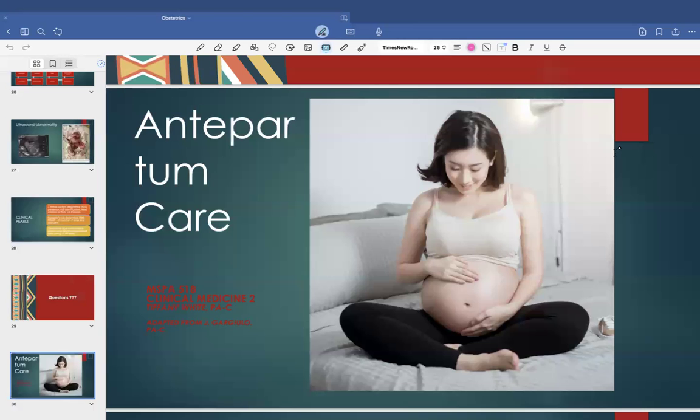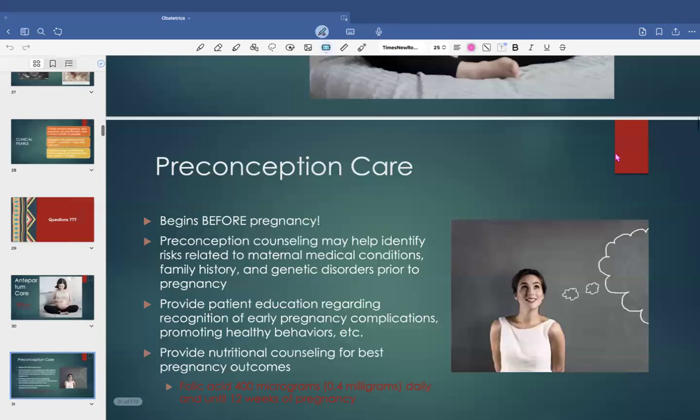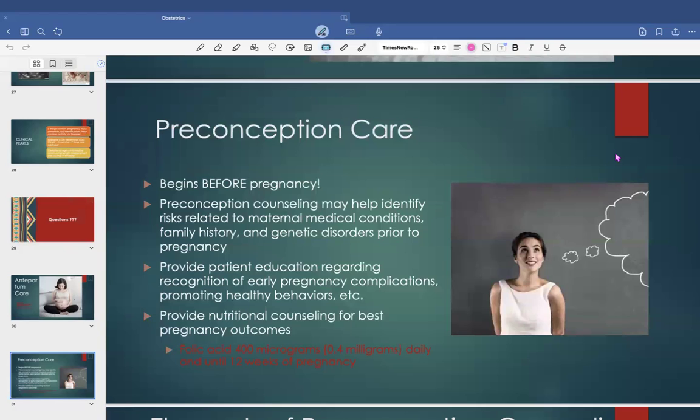All-encompassing management throughout the pregnancy, the entire journey of the pregnancy. We're going to start with preconception care. Ideally, we would begin before pregnancy with preconception counseling to help identify risks related to maternal conditions, family history, and genetic disorders prior to pregnancy. It can also provide patient education regarding recognition of early pregnancy, complications, and promoting healthy behaviors. It can provide nutritional counseling for the best pregnancy outcomes.